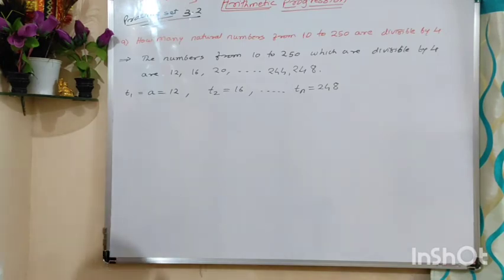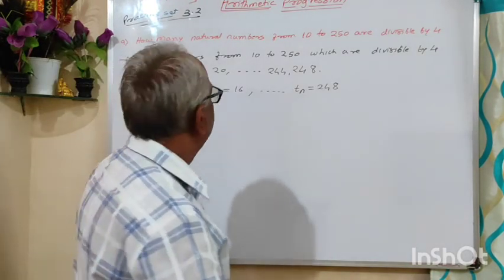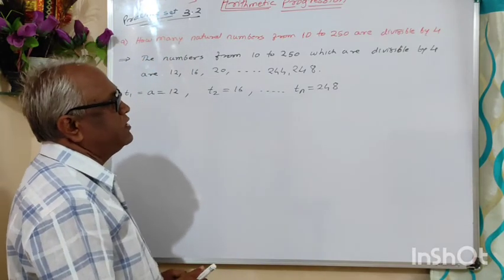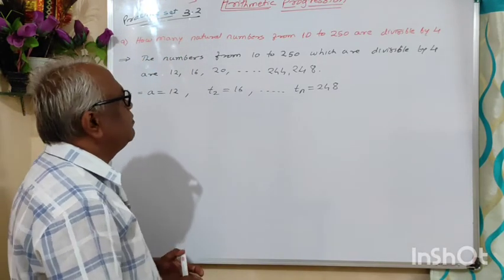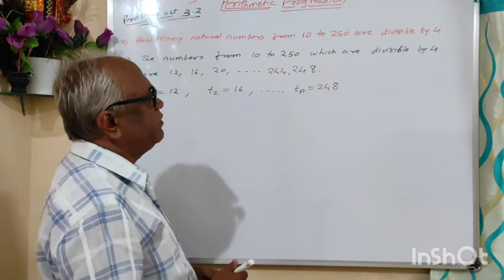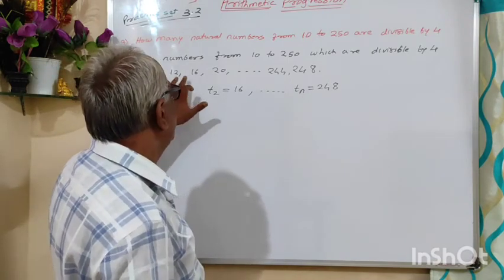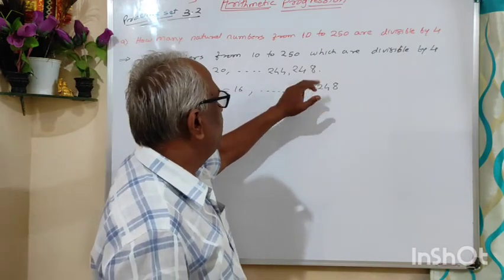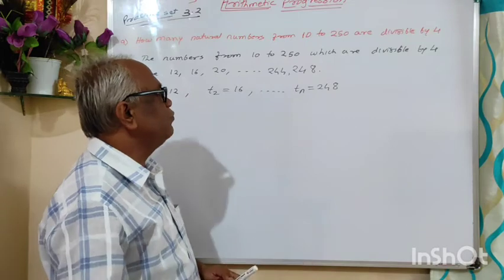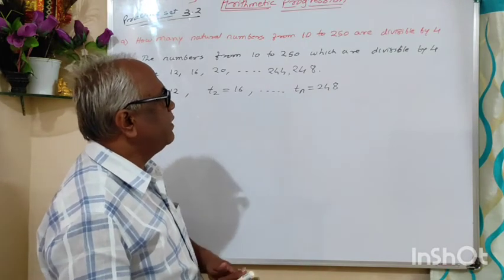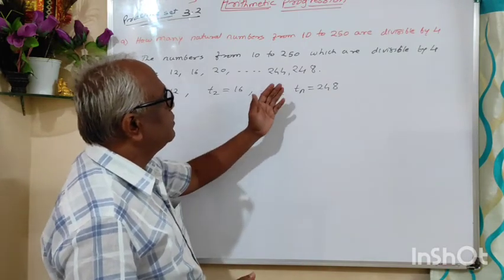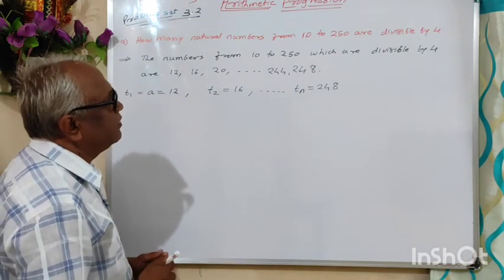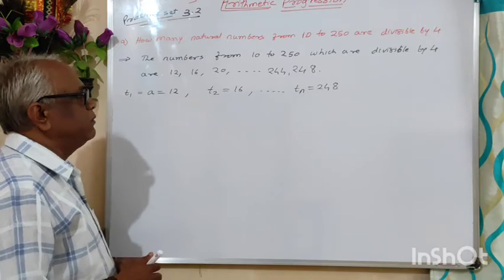Now 9th example: how many natural numbers from 10 to 250 are divisible by 4? Here the numbers from 10 to 250 which are divisible by 4 are 12, 16, 20, ..., 244 and 248. If you see 249, it is not divisible by 4. And if you see the other further number, that also is not divisible by 4.